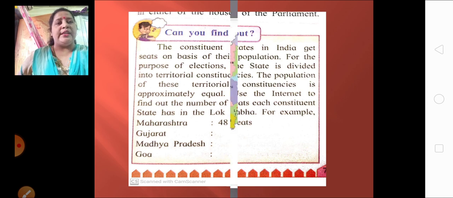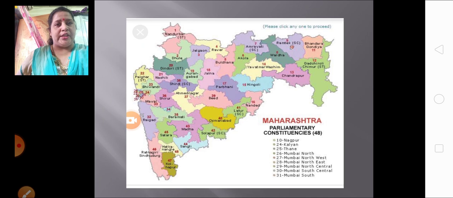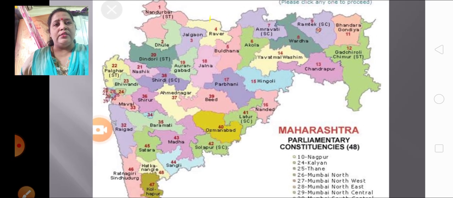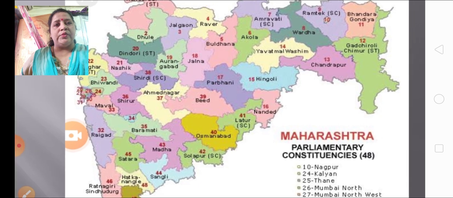I'll show you one example of Maharashtra over here. You can see these different colors shown over here. These colors show that Maharashtra is divided into parliamentary constituencies. How many parliamentary constituencies? 48 seats are available in Maharashtra state. You can see numbers are given over here. This shows that Maharashtra state has 48 seats.